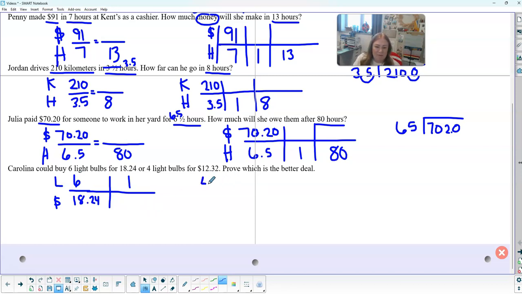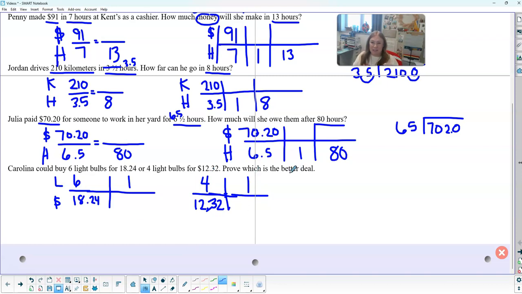So then we also have 4 light bulbs for $12.32, and I want to know how much is 1. So same thing, we can either multiply here and divide by 4, or say, how do I get from 4 to 1? I divide by 4. We're doing the same problem.